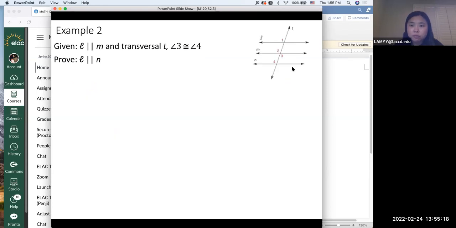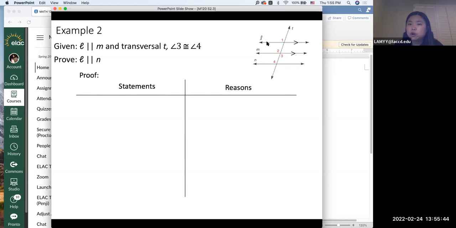Okay, this one. Given the line L is parallel to M, cut by the transversal T, angle 3 is congruent to angle 4. So when you guys prove, L is going to be parallel to N. Okay? One more time. You already know L is parallel to M. So you can use the corresponding angle, alternate exterior, interior angle. Now I want you guys to try to prove L is parallel to N also. Can you guys just try to do it by yourself, okay? And then we're going to check the work after.